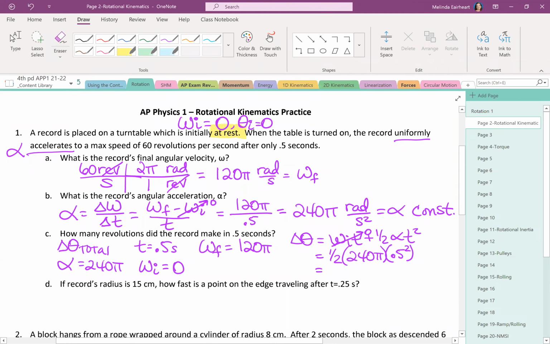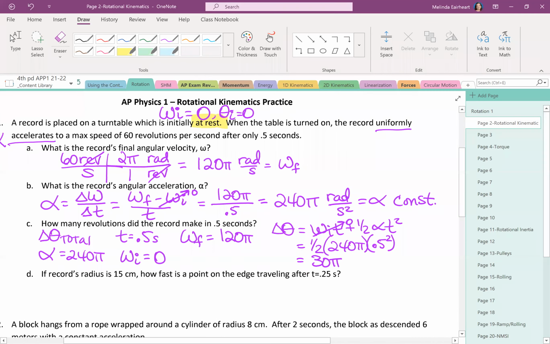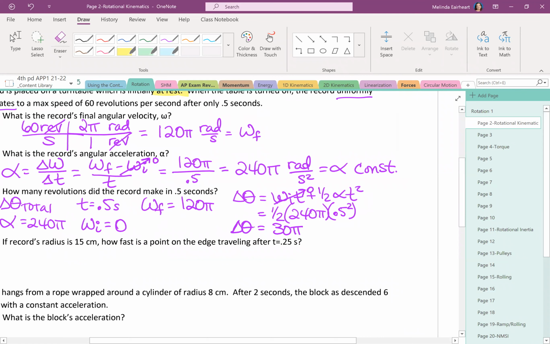So putting that in terms of pi, we get what? Let's see, 120 times 0.25, 1/4 of 120, 30 pi. Keep the pi, okay? And so yes, you can multiply by actual 3.14, or just keep it in terms of pi. Now careful, this isn't our final answer, bear with me. This is how many radians it makes in 0.5 seconds.